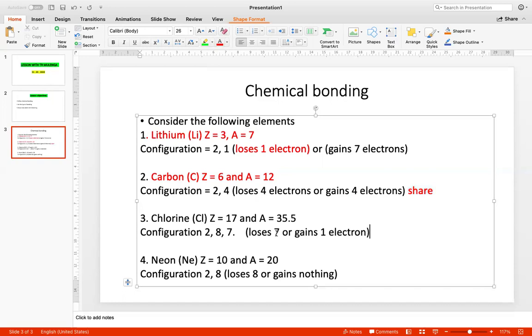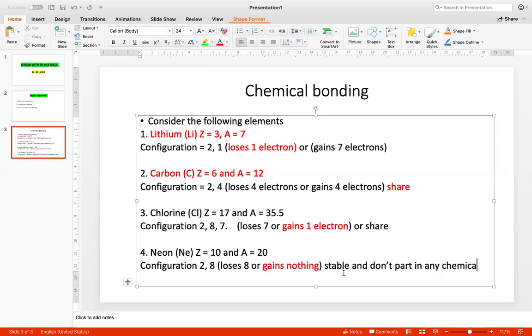What about chlorine and others? These guys actually gain electrons. They can't lose. So in most cases, they gain, or they also share. Then neon, all those elements on the far right of the periodic table, they do nothing. As a result, they are said to be stable and don't take part in any chemical equation.